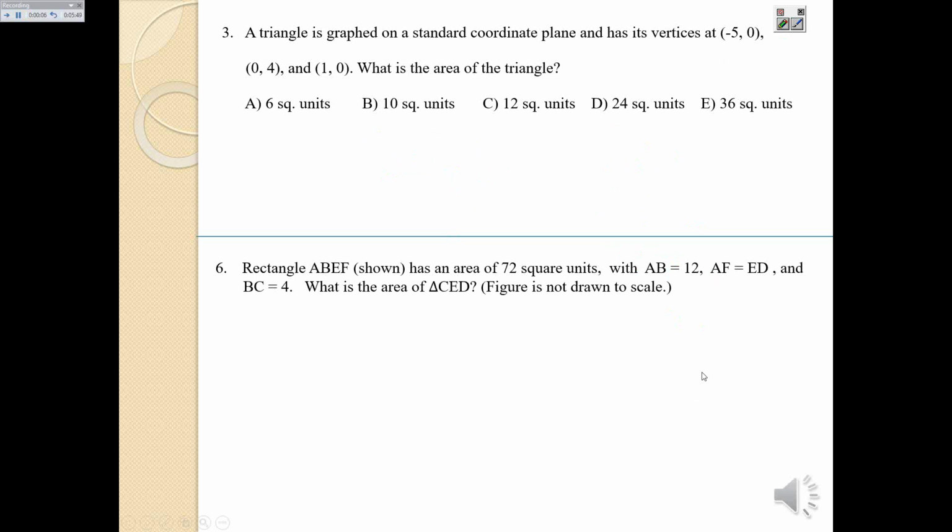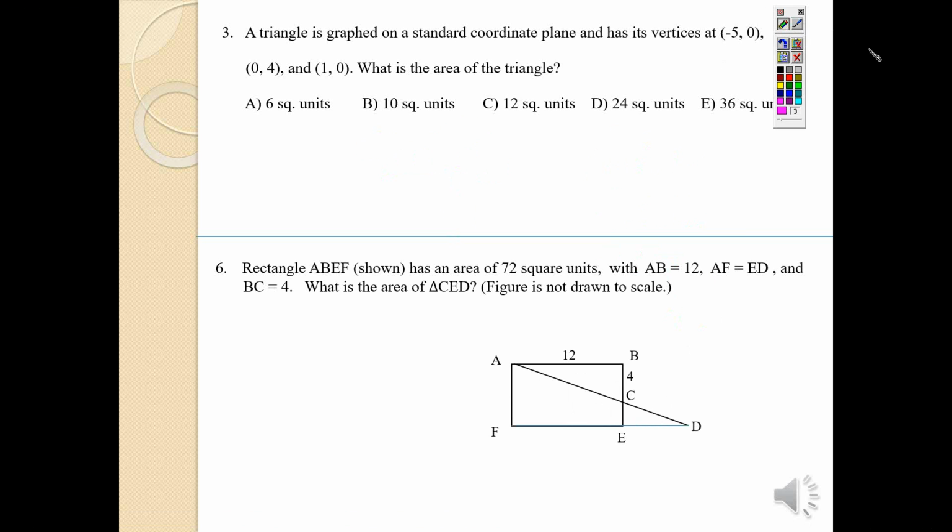Here's another one. Rectangle ABEF has an area of 72 square units. AB is 12. AF and ED are equal, and so that means that we have to mark that immediately. AF and ED are equal, and BC is 4. Alright, so if we have an area of 72 and we know 12 of it, then we should know that this whole side here is 6. 6 times 12 is 72.